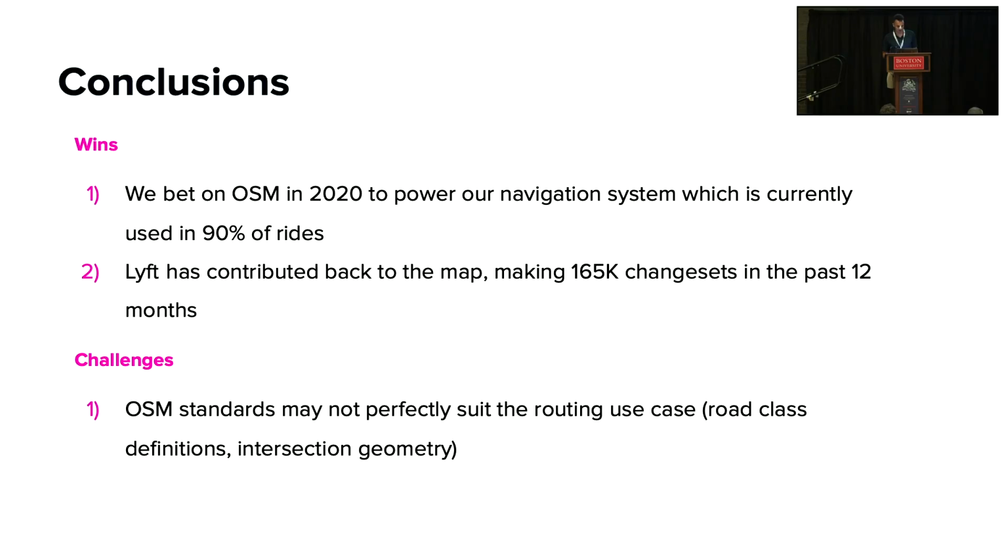In conclusion, we've had a great partnership with OSM. We bet on OSM in 2020 to power our map, and it's currently used in 90% of rides. I've been told that's closer to 95% now. And in the last 12 months, we've made about 160,000 edits to the map, giving back to the community. And some challenges, as you saw, sometimes OSM standards might not perfectly suit the routing use case, such as intersection geometry and road class definitions.